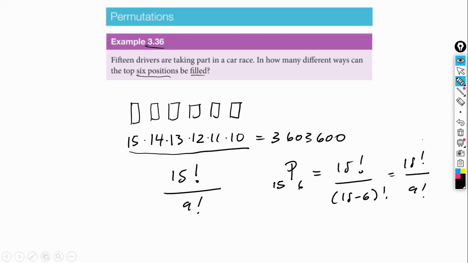So this is a good example to introduce permutations. For permutations, we define them in terms of n and r. This would equal n factorial over n minus r factorial. So this gives us the number of permutations of n objects taken r at a time.